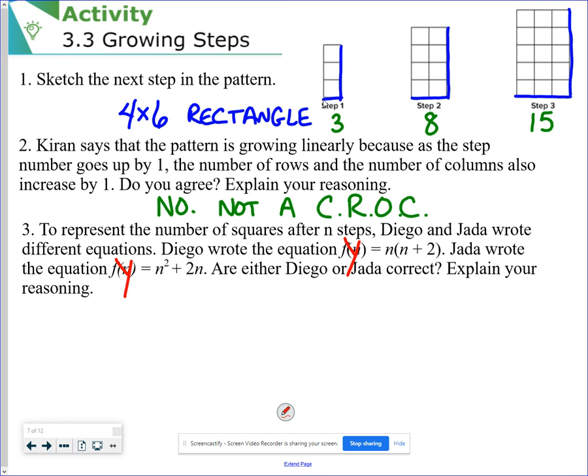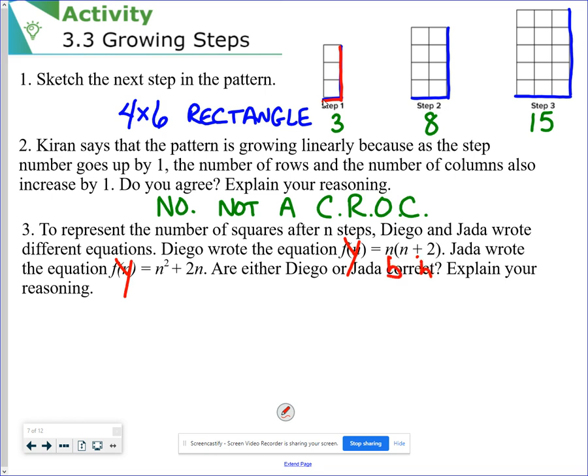So when we're looking at the pattern here in Diego's, I'm seeing this in terms of length times width, or base times height of my rectangles. The n, remember, was the step number. Step number is 1, it's 1 across there. And the height is really 2 more than what I started with. So it's a 1 by 3. So that's the height part of it. This is like the base and this is the height.